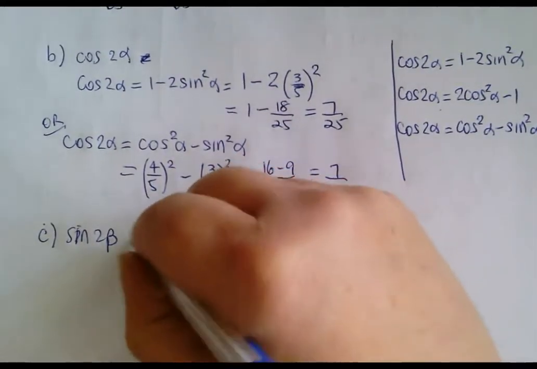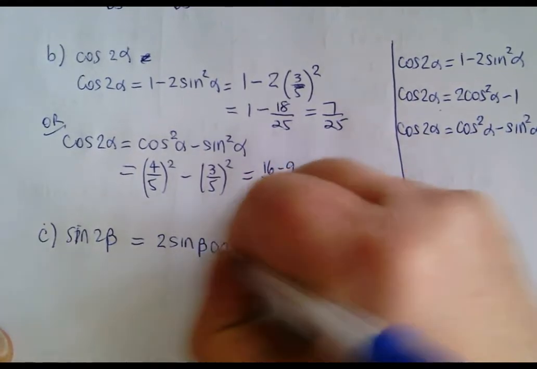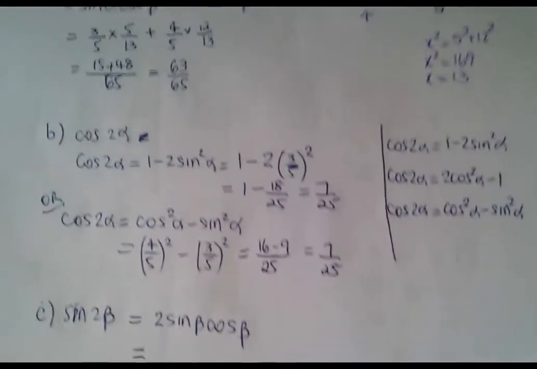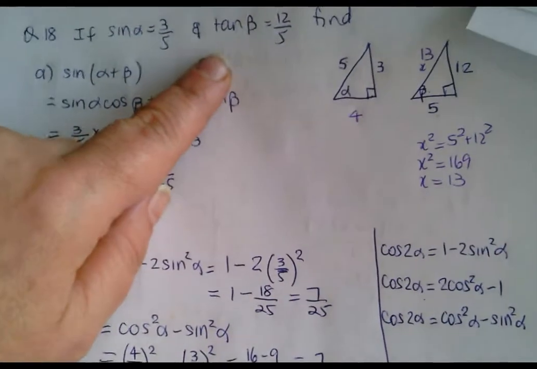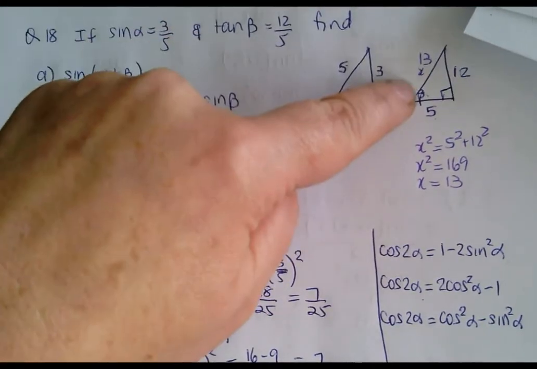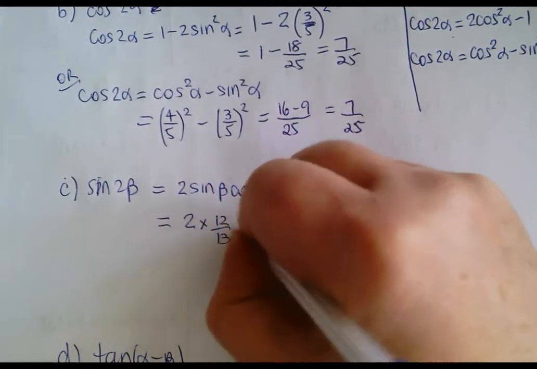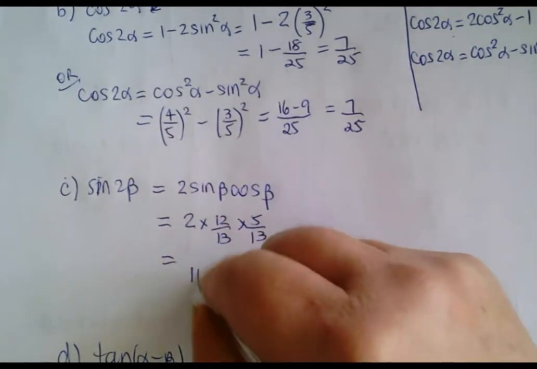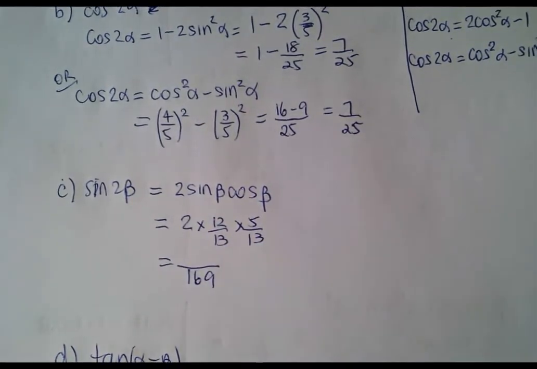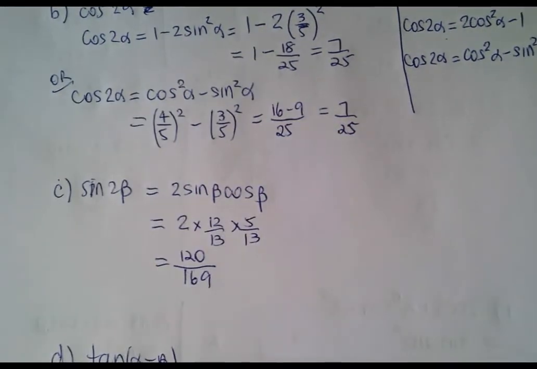And I'll just do this sine 2 beta one. We know that the double angle result for sine 2 beta is 2 sine beta cos beta. So you must sit in the beta triangle to do this. Sine beta is 12 on 13, cos beta is 5 on 13. So it's 2 times 12 on 13 times 5 on 13. The denominator this time will be 169, and you need to multiply 120. 120 over 169.